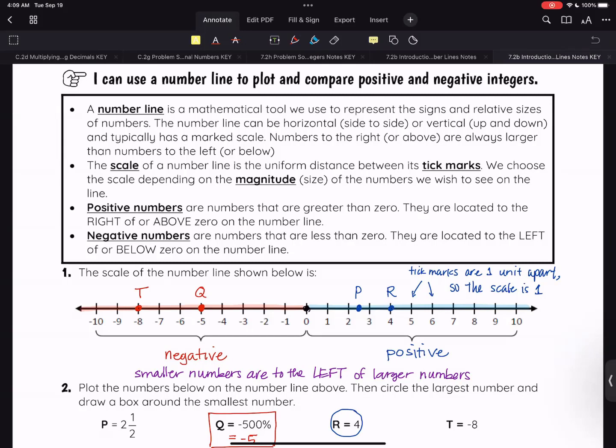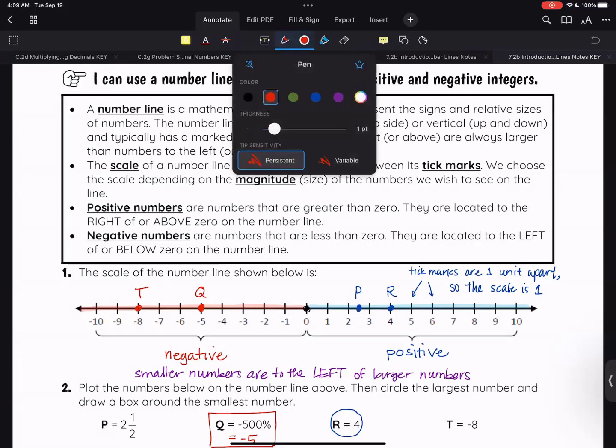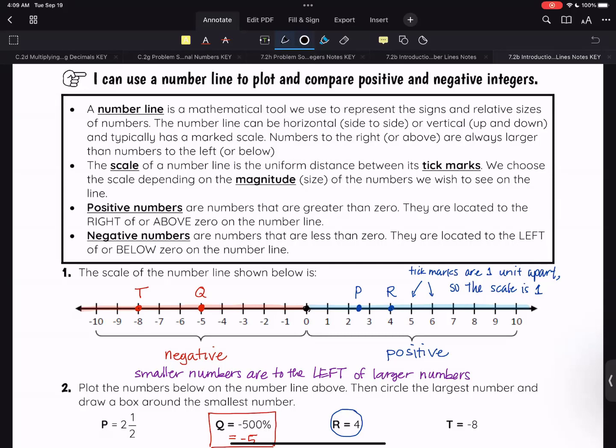So if we look at what I have written on number 1, you can see that to the left of 0, I have shaded that red because those are our negative numbers, and to the right of 0, I have shaded it blue because those are our positives, and 0 has a dot that is black because it is neither positive nor negative. Now, when you look to the right, you can see that we have these little tick marks. The tick marks are the little vertical hashtag marks, and I've pointed to 2 of them here. And the scale of the number line is the distance between those tick marks. So in this case, we're going from 5 to 6, which is 1. So the scale is going to be 1.